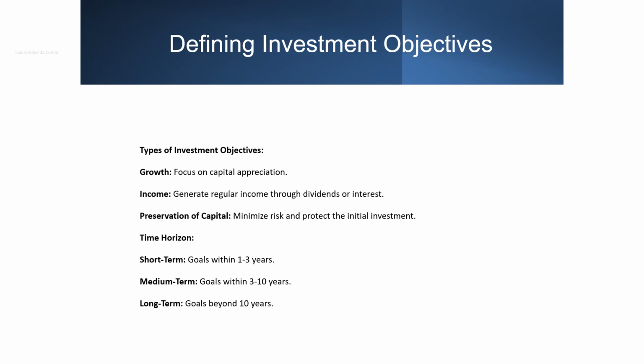Investment objectives can be categorized into growth, focus on capital appreciation; income, generate regular income; and preservation of capital, minimize risk and protect the initial investment. The time horizon for achieving these objectives can be short-term, 1-3 years, medium-term, 3-10 years, or long-term, beyond 10 years.